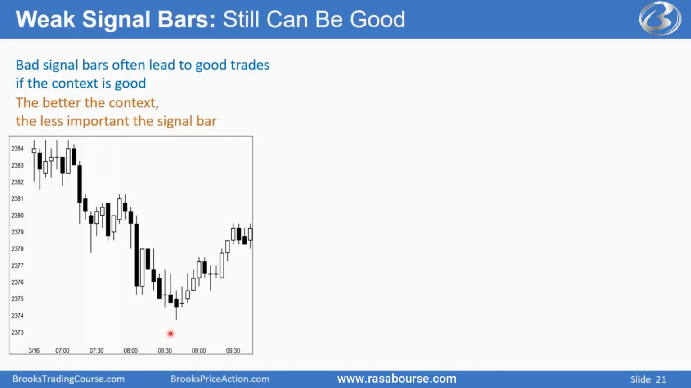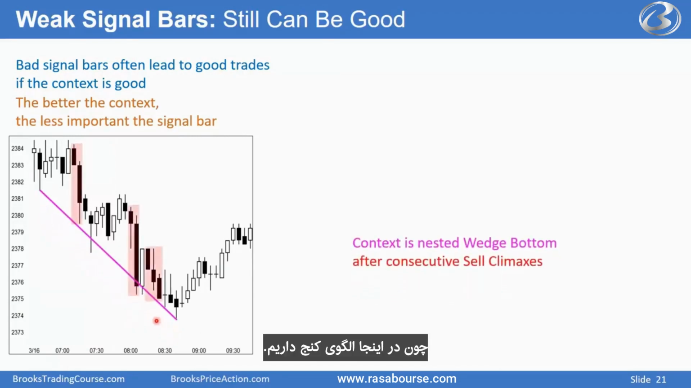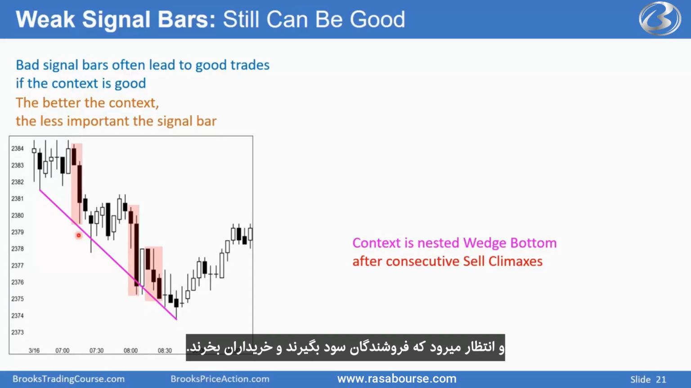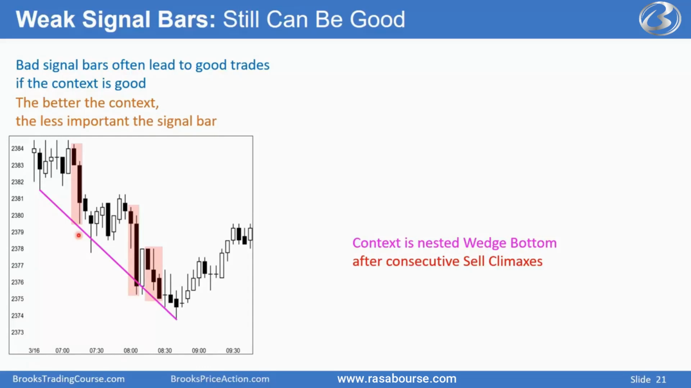And here the context is pretty good. You got a nested wedge. We got one push down, two pushes down, three pushes down, and this third push down subdivided into three pushes as well. 1, 2, 3. And you also have a series of consecutive sell climaxes here, here, here, here. And when you have a series of consecutive sell climaxes, usually the market is too far oversold and you're going to get profit taking on the part of the bears, and you'll get aggressive bulls buying.